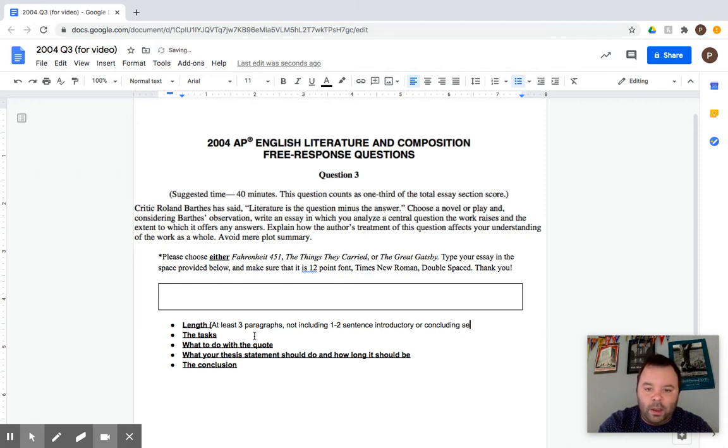Secondly, we're going to go through and mark up this text a little bit and try to decipher what it's asking. So obviously it reads, critic Roland Barthes, who, by the way, I will admit I had not heard of till we went with this prompt and had to Google search, has said literature is the question minus the answer. Choose a novel or play, and considering Barthes' observation, write an essay in which you analyze a central question the work raises and the extent to which it offers any answers. Explain how the author's treatment of this question affects your understanding of the work as a whole. Avoid mere plot summary. And if this was the actual test, you'd have a laundry list of novels to choose from. But for our purposes, we're keeping it to Fahrenheit 451, The Things They Carried, or The Great Gatsby.